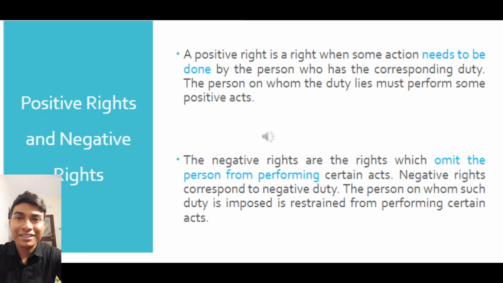Positive rights and negative rights. A positive right is a right when some action needs to be done by the person who has the corresponding duty. The person on whom the duty lies must perform some positive act. The negative rights are the rights which restrain the person from performing certain acts. Negative rights correspond to negative duty. The person on whom such duty lies is restrained from performing certain acts.